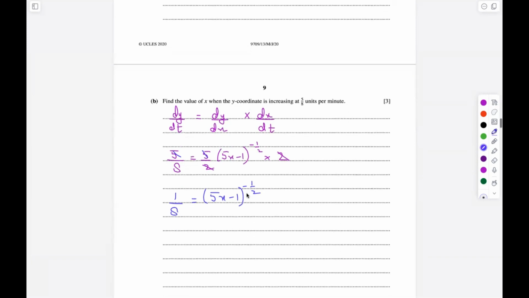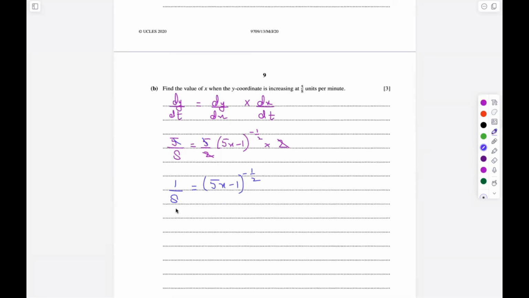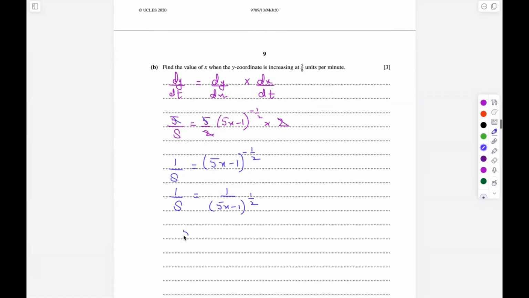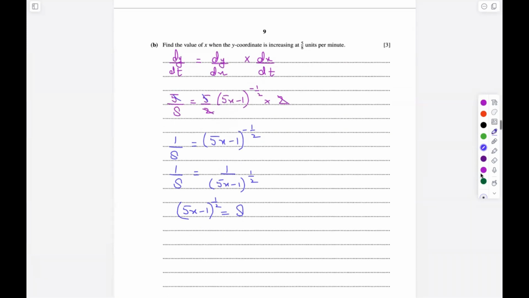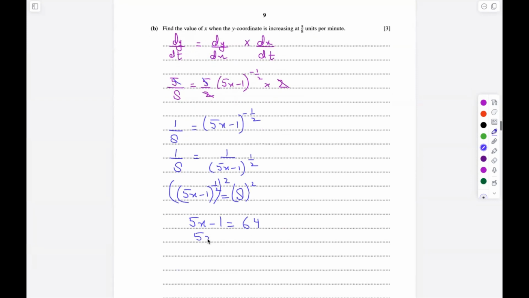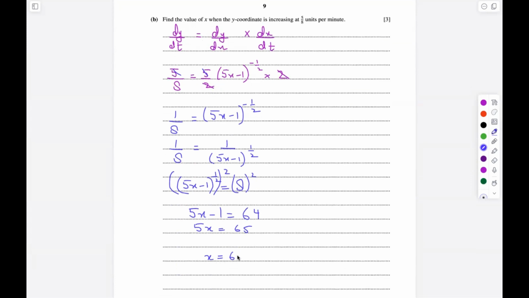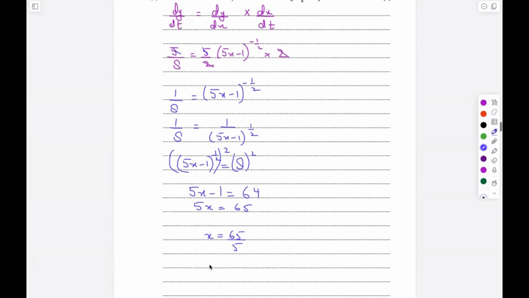We can take the reciprocal to make (5x minus 1) to the power minus half positive. So we can write it as 1 upon 8 is equal to 1 upon (5x minus 1) to the power half. So we can equate (5x minus 1) to the power half to 8. Now taking the square on both sides to get rid of the power 1 upon 2, we get 5x minus 1 equals 64. So 5x will be equal to 64 plus 1, which is 65. So the value of x will be 65 upon 5, which is equal to 13.